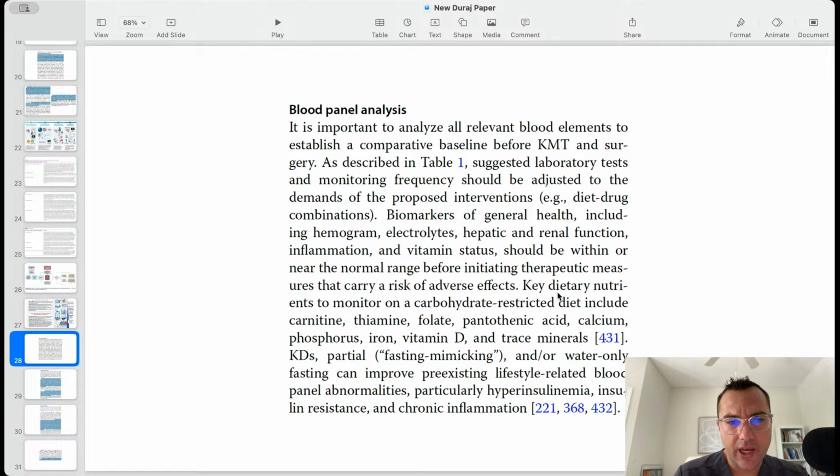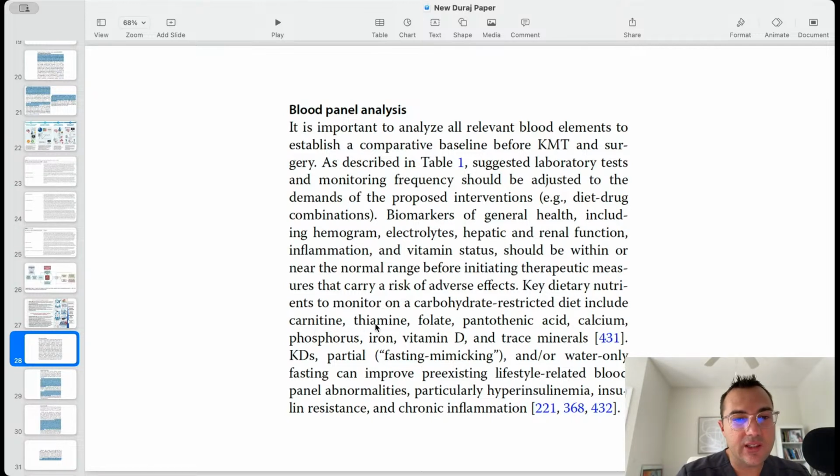key dietary nutrients to monitor on a carbohydrate-restricted diet include carnitine, thiamine, folate, pantothenic acid, calcium, phosphorus, iron, vitamin D, and trace elements. And I think this is interesting in particular because this is very well thought out, and I'll tell you why. I don't have a graphic on this particular PowerPoint because this PowerPoint's about the Duraj paper. But that being said, what it's talking about is important cofactors for fatty acid metabolism.